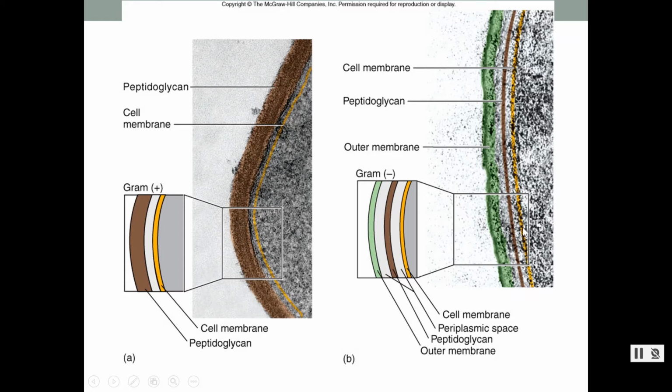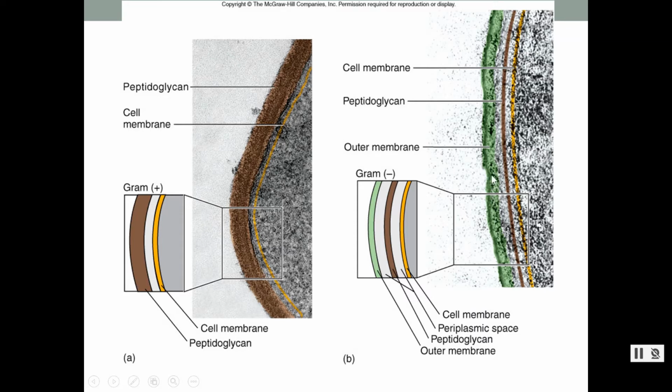Gram-negative is a little bit more complicated. It still has a cell membrane, all cells do. It has that peptidoglycan layer, that cell wall, but its envelope has one more structure. It has an outer membrane that we can see here in green. This is made of phospholipids and lipopolysaccharides. It is another layer of protection, and when cells have this, they are considered gram-negative cells.